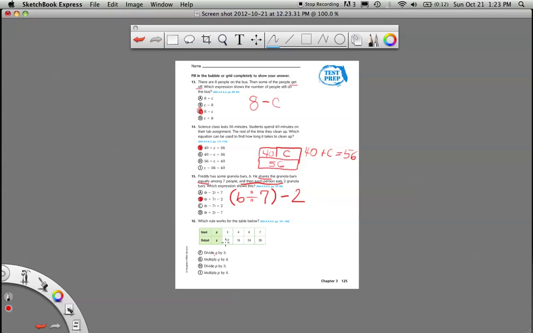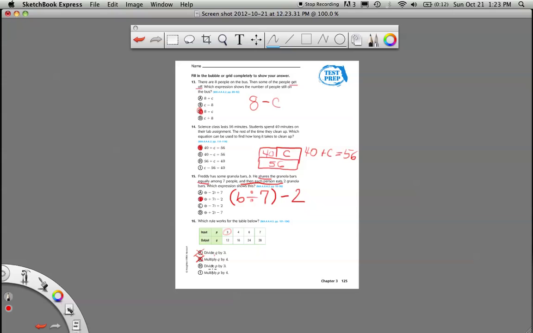So if I divide 12 by 3, I get 4. Well, 4 isn't the same as 3, so that can't be correct. So let's see if I multiply Q by 4. So I multiply 12 by 4. I definitely do not get 3 when I multiply 12 by 4. So that cannot be correct.